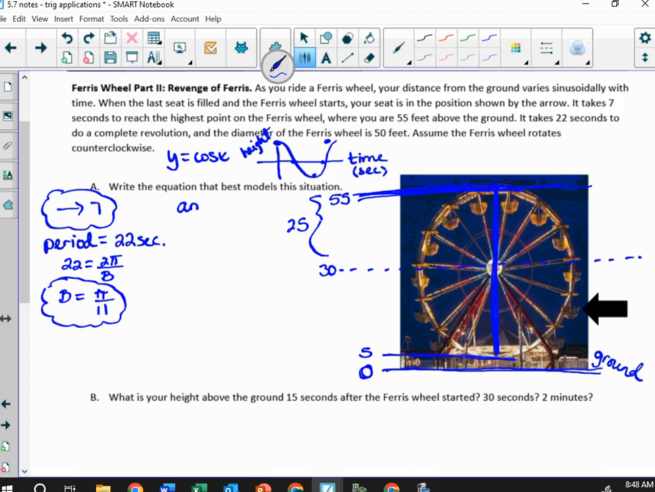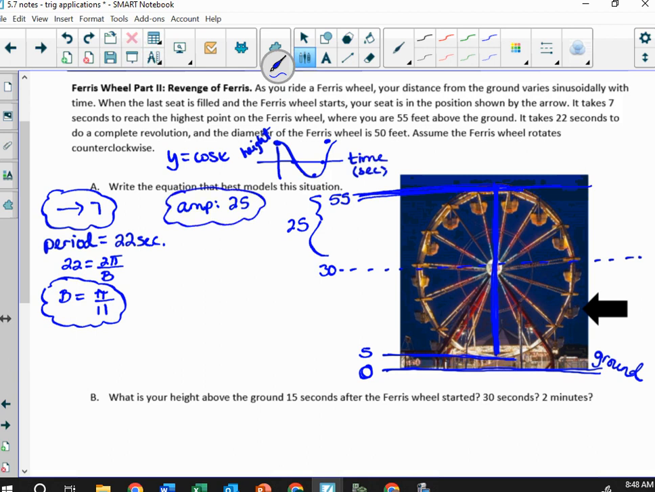Amplitude of this, as far as vertical stretch, what is it? Which of those numbers is actually telling me the amplitude? 25. Yes, it's that stretch from the midline to the top. How far that is, is your amplitude.